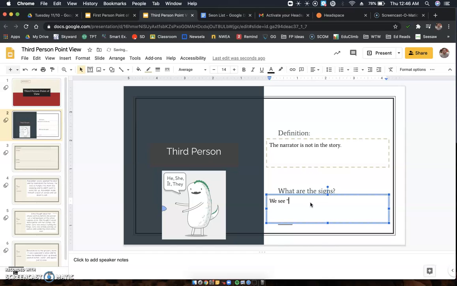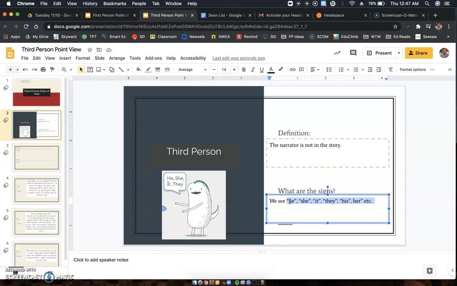Okay, a few signs that we see. We see he, she, it, they, a few other ones too, his, hers, and then we'll say etc., which means a lot of other ones as well. Okay, so we're seeing these pronouns here because the narrator is talking about somebody who is in the story because the narrator is not. All right, so the narrator might be talking about the main character saying he, like Stanley in Holes. That's actually in third person.